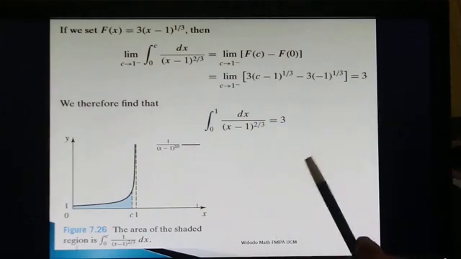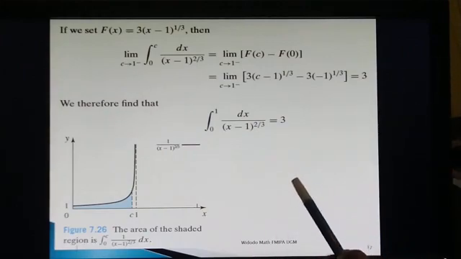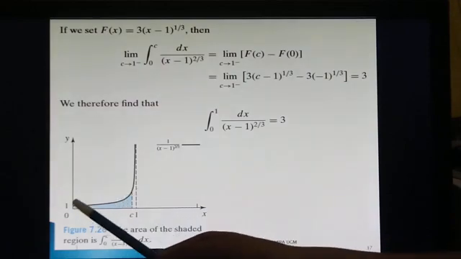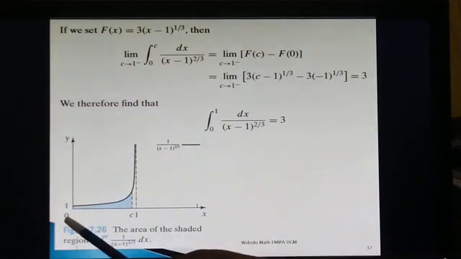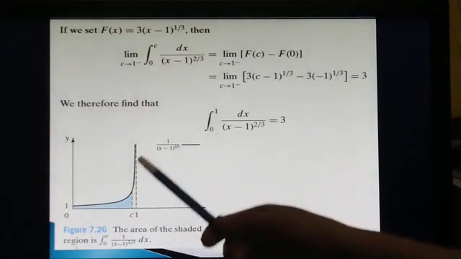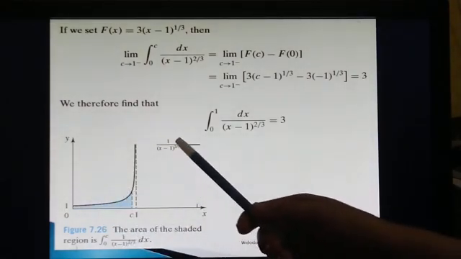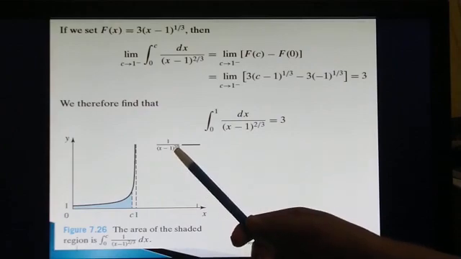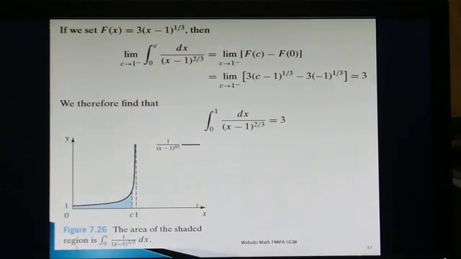What does that mean? Geometrically, this number 3 is equal to the area between 0 until 1 under the curve of 1 over (x minus 1) to the power 2 over 3.